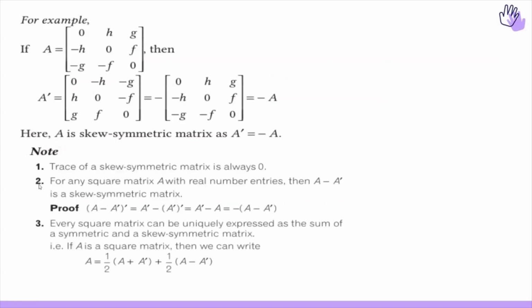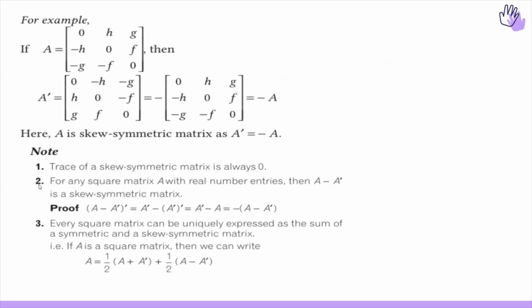So take this example, A equal to 0 h g, minus h 0 f, minus g minus f 0. Then A bar will be equal to, so whatever the first column is in A will be the first row in A bar. The second column in A will be the second row in A bar. Whatever the third column you have in A will be the third row in A bar, right? And this should be equal to minus times A. So that is what you're getting here, right?